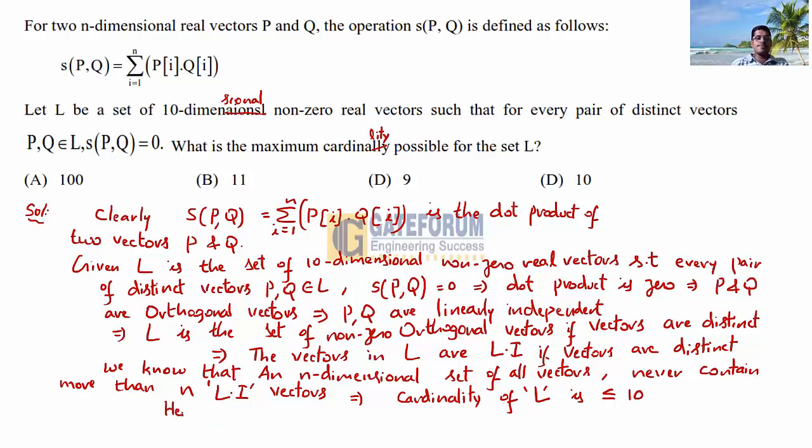Hence, the maximum cardinality possible for L is 10. So the answer is 10. Accordingly, the option is D. This is the end of the question.